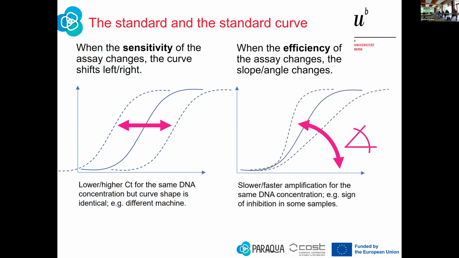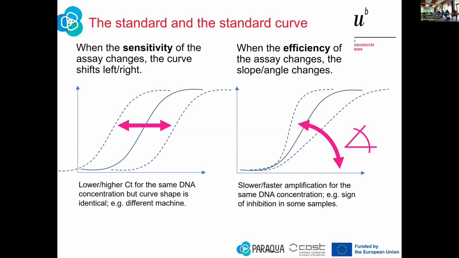If you do something about the efficiency of your assay, it will change the angle, because it means that in every cycle there is less new product, or in every cycle there is more new product. And this is, for example, something you see when you have inhibition in your sample. The curves will go flat, and if you then alleviate that inhibition through purifications, the curves will get back up.